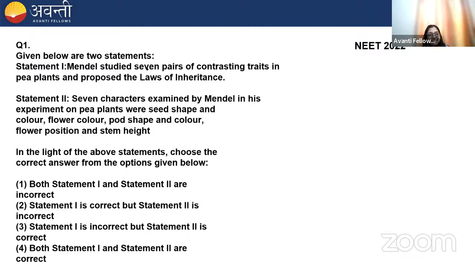So statement 1 says Mendel studied 7 pairs of contrasting traits. Yes, 7 pairs means 14 traits. Yes, Mendel studied 14 traits, and proposed the laws of inheritance. Yes, he proposed the law of inheritance. The 7 characters examined by Mendel on the pea plants were seed shape, seed color, flower color, pod shape, pod color, flower position, and stem height. Yes, 7 characters were studied and 14 traits. So both statements are correct. So both statement 1 and statement 2 are correct. So the option would be 4th.